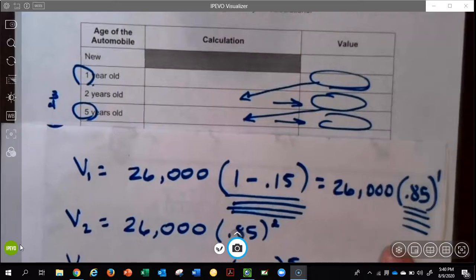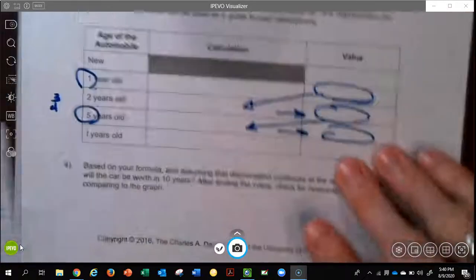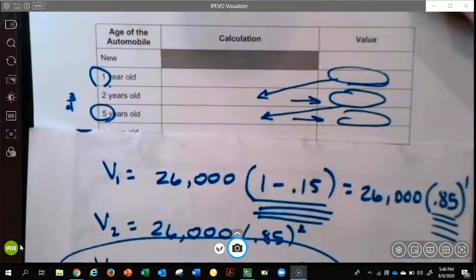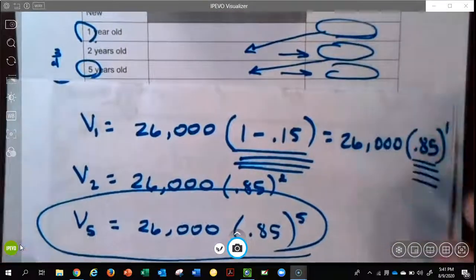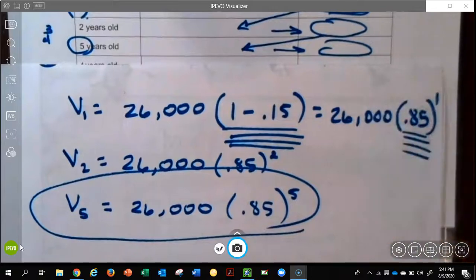I do want to go ahead and take time to calculate this. Let me fold this one. I want to calculate the value of the car at year 5, just to make sure we're on the same page on these calculations. So when your car is 5 years old, oh, and by the way, let's back up for just a second.